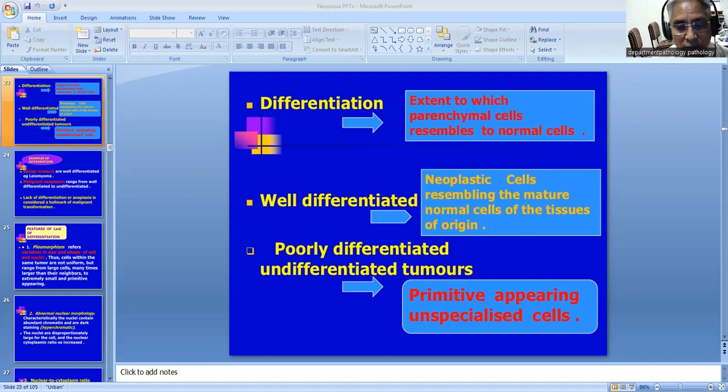A tumor may be well differentiated or poorly differentiated. What do you mean by well differentiated? When neoplastic cells resemble the mature normal cells of the tissue of origin. In poorly differentiated or undifferentiated types of tumors, there are primitive appearing unspecialized cells. So you cannot say that this is resembling the mature or normal cell.